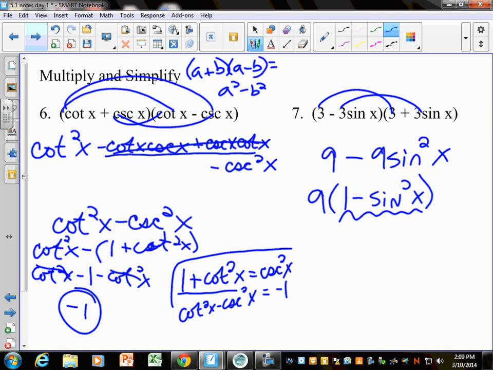Can you use your Pythagorean identity to tell me what 1 minus sine squared is? Because sine squared plus cosine squared equals 1, so if I just subtract sine squared over, is that just cosine squared? And I promise you, as many times as we've done this in our notes today, you're going to do that a lot of times on your homework today, and this will get easier and you will recognize it more when you see it. Soon you'll just see this and you won't even have to go back and look. You'll just automatically know to write 9 cosine squared x.